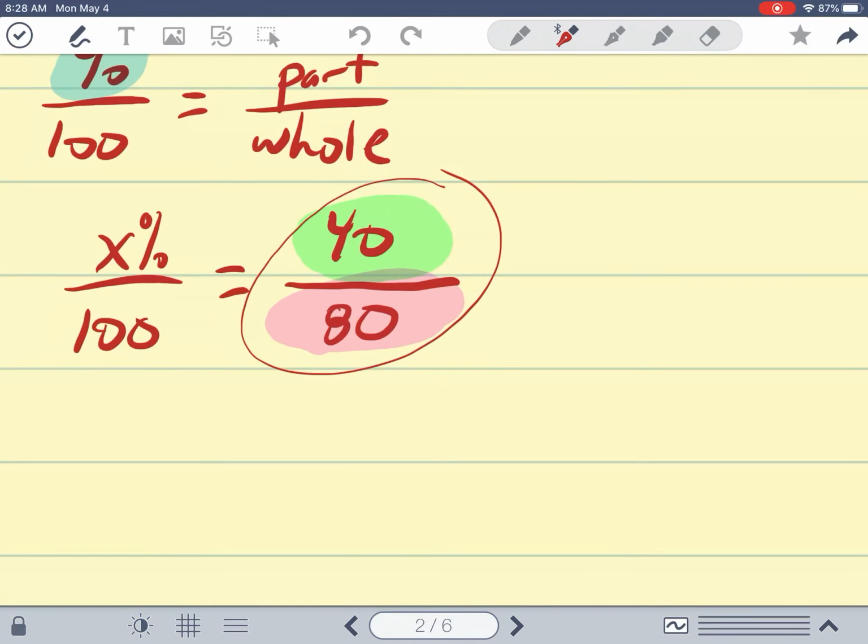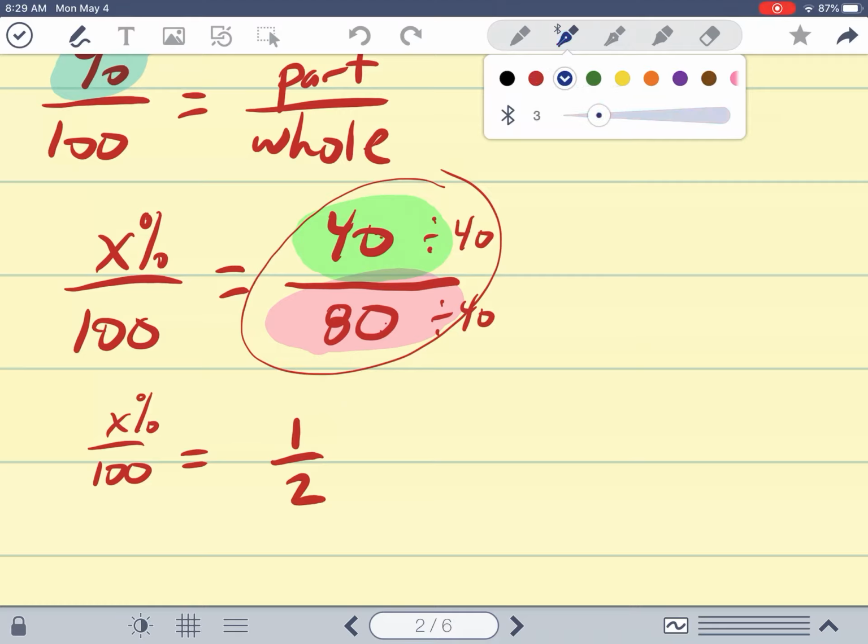That is going to move us to x over 100 is equal to, x percent is equal to, so 40 and 80 can be reduced, because you can divide both 40 by 40 and 80 by 40. That would give me 1/2. And so now we can scale. This is so much better because we can scale now. The other way was not very easy to scale.